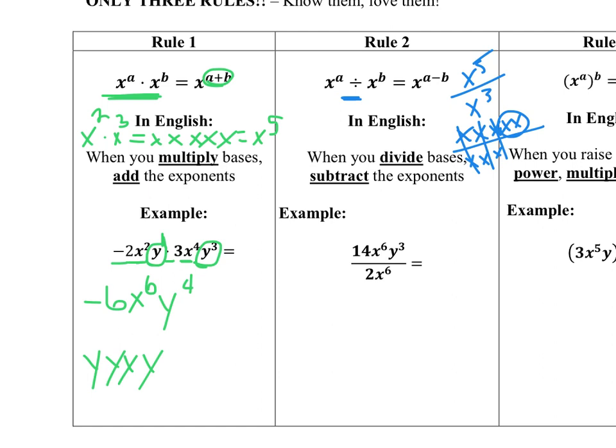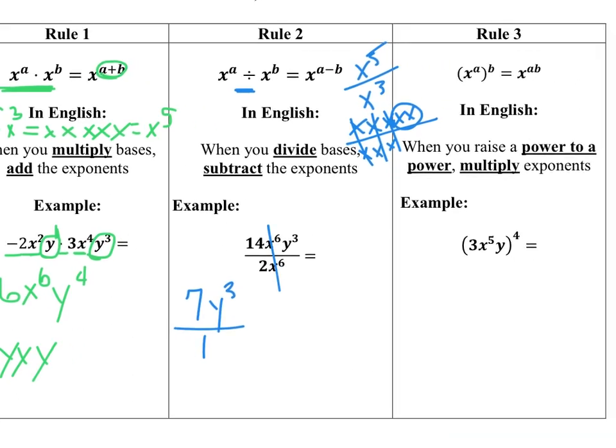So normally, when you're dividing, you divide the numbers. So 14 and 2, we're going to divide those normal because they're still numbers. And you subtract the exponents. So 6 minus 6 is 0. So I have 0 x's. So that's gone. Okay, and then just y to the third. There's nothing on the bottom there to subtract, so it just stays. Done. You can put it over 1 if that's your desire, but it means the same thing.